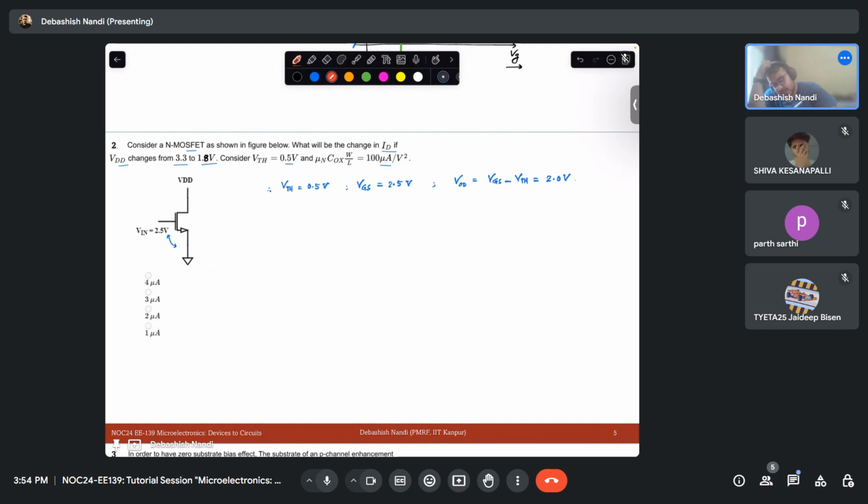Now I see that my VDD is swinging from 3.3 to 1.8. What does that mean? What is the region of operation in each case? In one case, your VDD is greater than your VGS minus VTH. That is what we call the saturation region of operation. And this part we will call the linear region of operation.